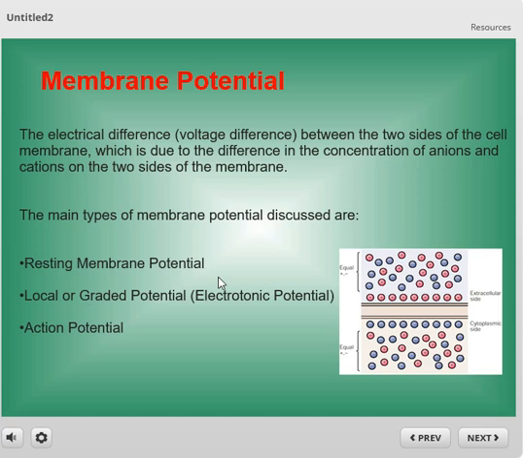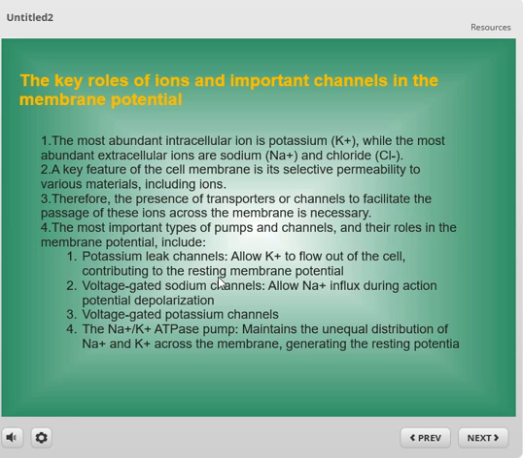We have three types of membrane potential in the cells. They include resting membrane potential, in brief RMP, local or graded potential or electrotonic potential, and the action potential. The role of ions and important channels in membrane potential are sodium or potassium ions.